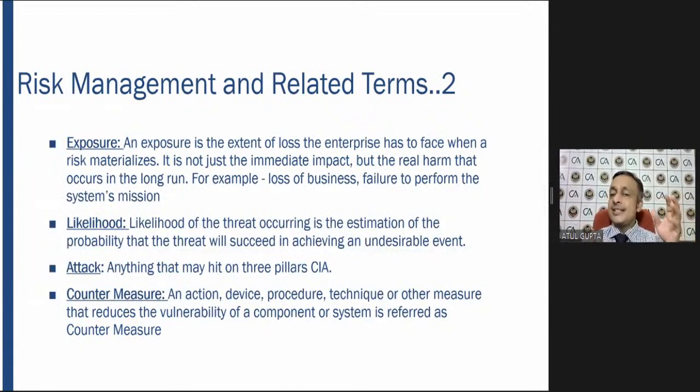An exposure is the extent of loss the enterprise has to face when the risk materializes. Means what? The countermeasure has not been able to reduce it to zero. Some level remains. It is not just the immediate impact, but the real harm that occurs in the long run. For example, loss of business, failure to perform system missions. What is exposure? Where controls may not work as desired, that may be an exposure. It can have a long-term impact.